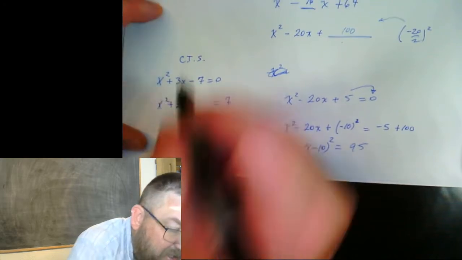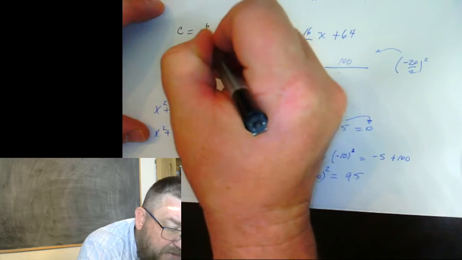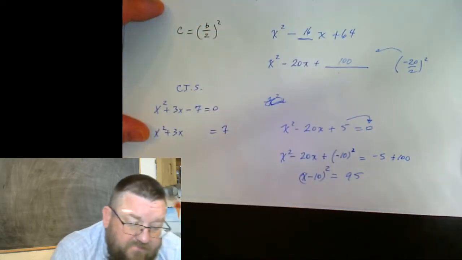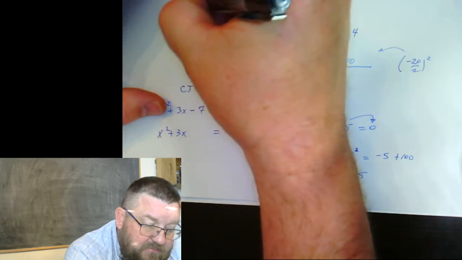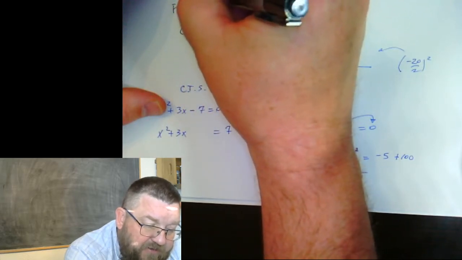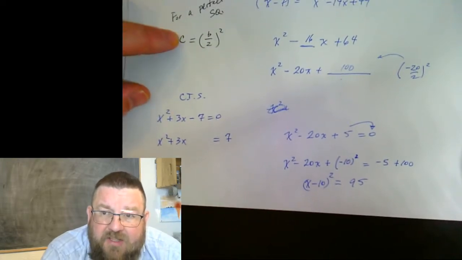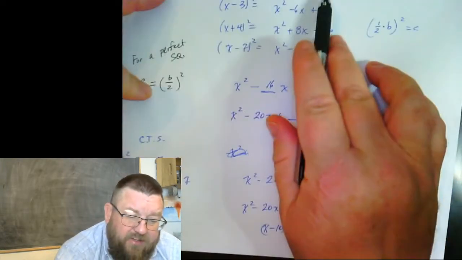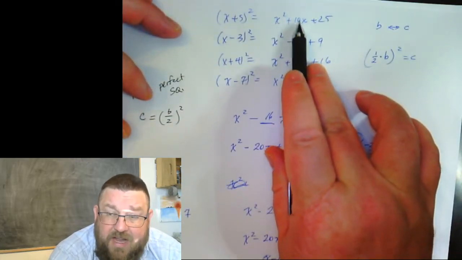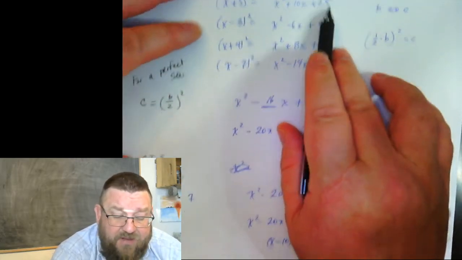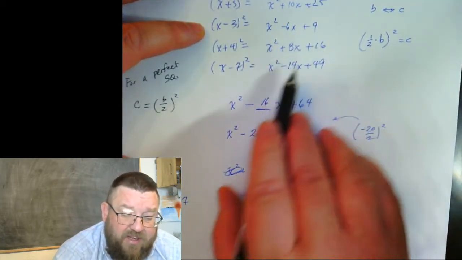be c. In a perfect square, c is going to be equal to half of b squared. For a perfect square quadratic, c is going to be half of b squared. You see? Remember? Half of 10 is 5, 5 squared is 25. Half of negative 6 is negative 3, negative 3 squared is 9.